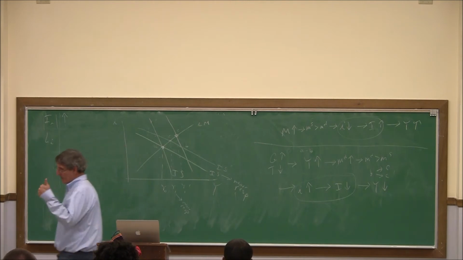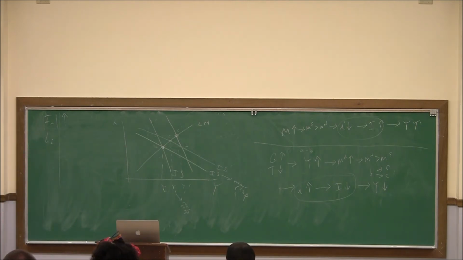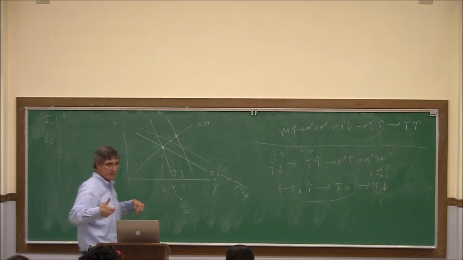Interest rates are driven up by government spending. What's going on is that this is deficit spending. The government's got to borrow the money, so they're competing for funds. That drives interest rates up. When interest rates go up, investment falls. And the more investment falls, the more crowding out you have, the less effective policy will be.